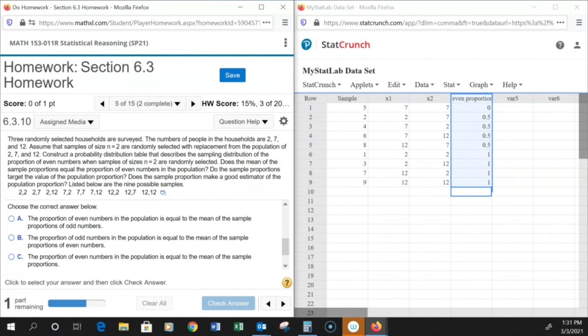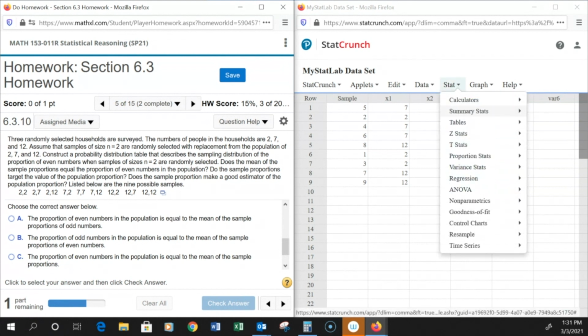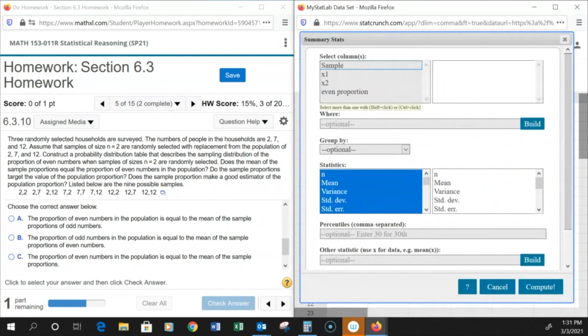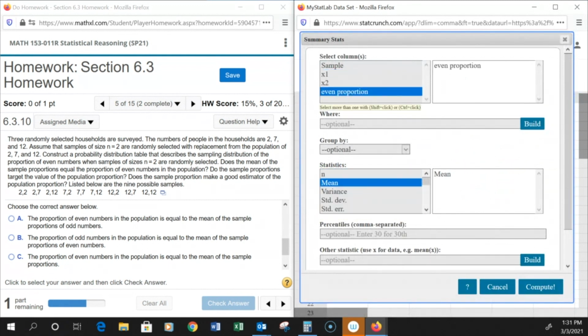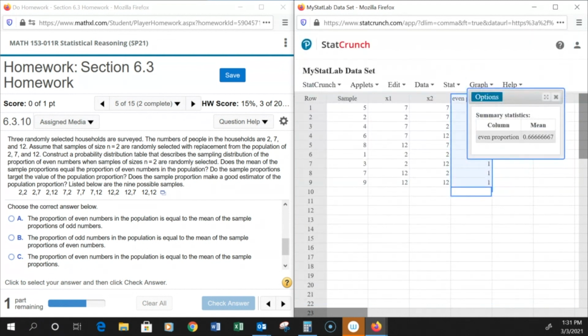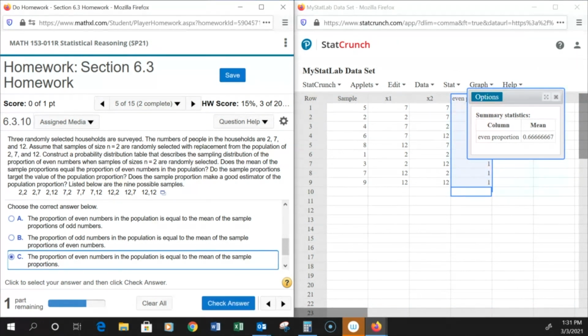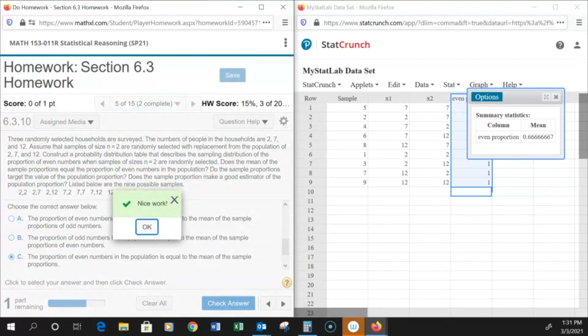And then you say, I wonder what the mean of these proportions is. And you go to stat, and you go to summary stats. Those data values are listed in a column. I named it so that I wouldn't get totally confused, and we're finding the mean of the sample proportions. And we get, oh, look at that, 2 out of 3, 0.6666666. The proportion of even numbers is equal to the mean of the sample proportions.